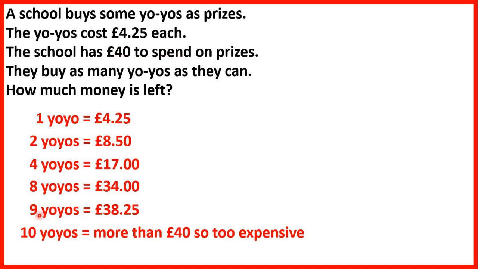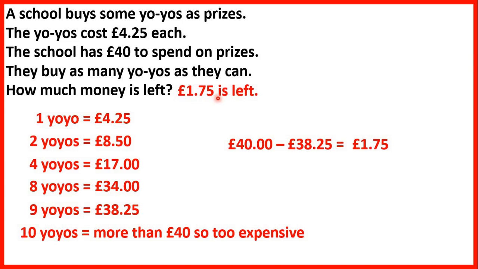So we know that the school must buy 9 yo-yos, and that costs them £38.25. But we want to know how much money is left. They have £40 and they spend £38.25. So that means £1.75 is left.